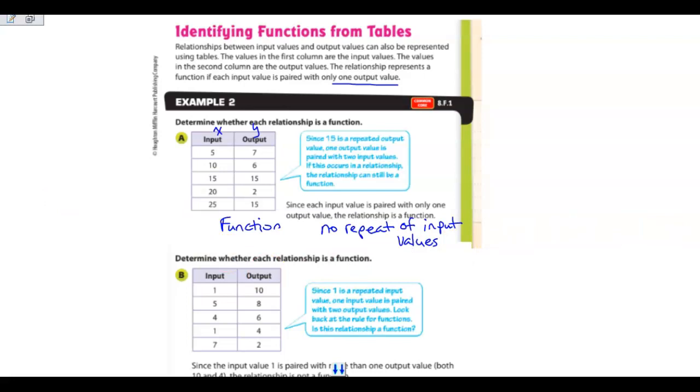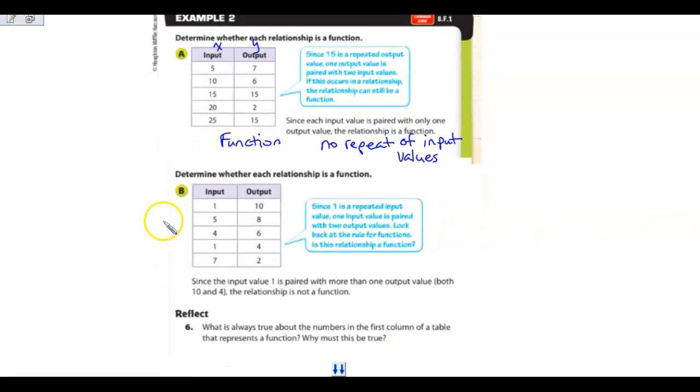On B, when we look at this one, I have 1, 5, 4, 1, 7. I have 1 more than once. So this is not a function.